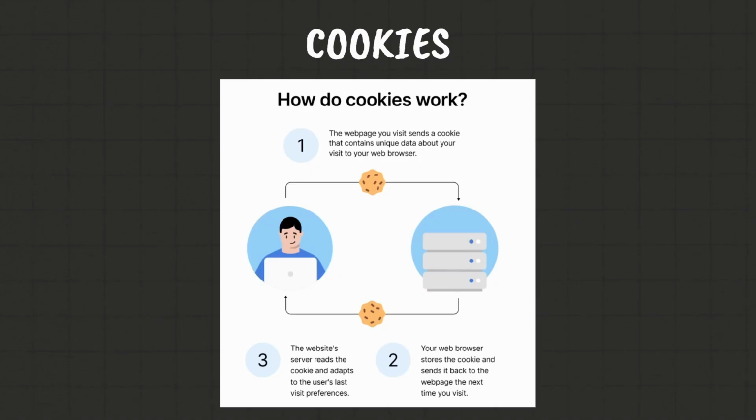The third one is first party cookies. They are set by the website you are visiting. And the last is third party cookies. These come from other websites like advertisers and track your behavior across multiple sites.